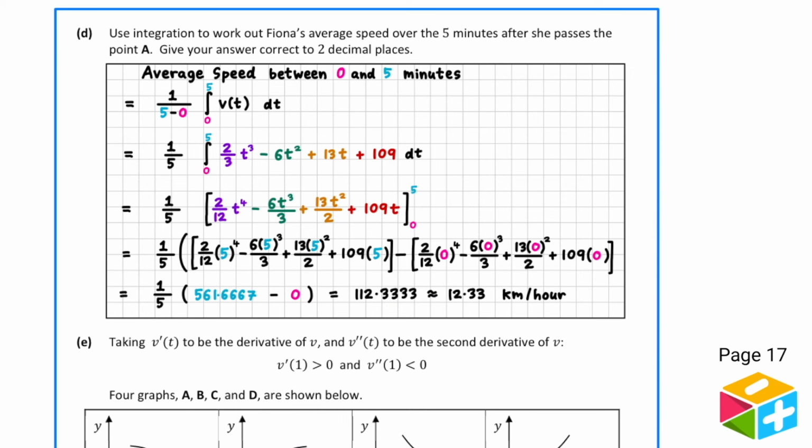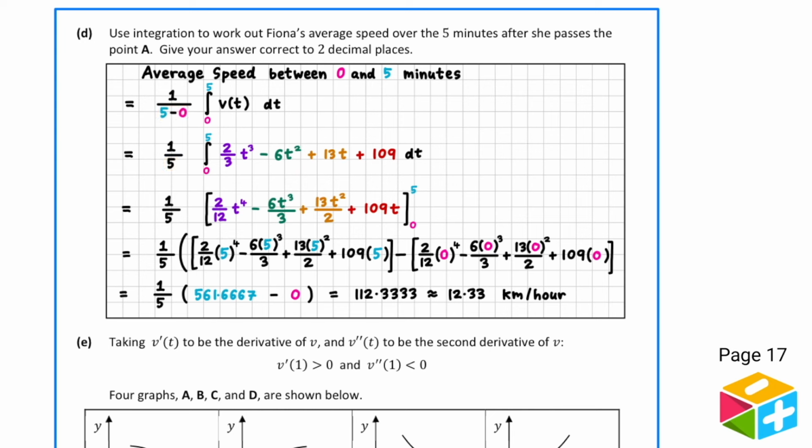In part D, we must use integration to work out Fiona's average speed over the first 5 minutes. To find this, we'll calculate the definite integral from 0 to 5 of the speed function v of t. Then, we'll divide this by the length of the interval. In other words, we'll multiply it by 1 over 5 minus 0. 5 minus 0 is equal to 5, and we can write in the expression for v of t from the previous page.